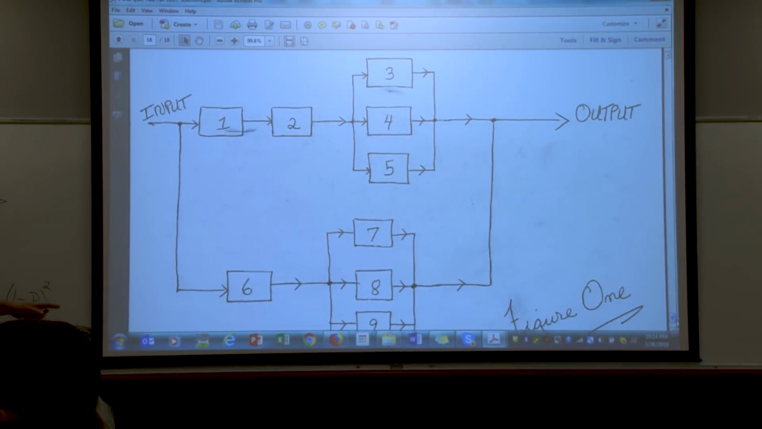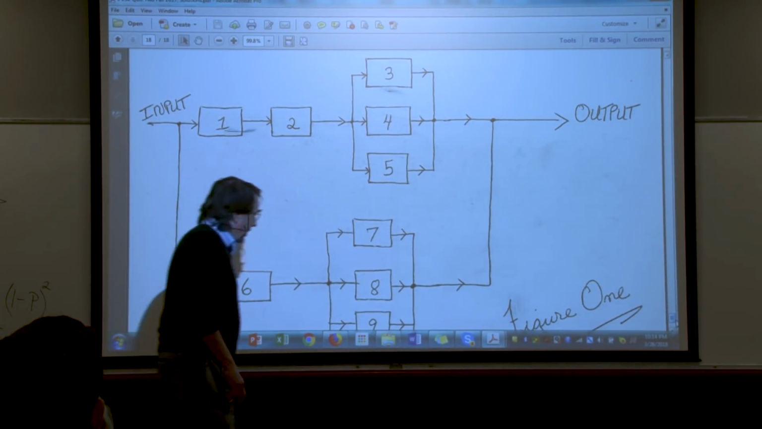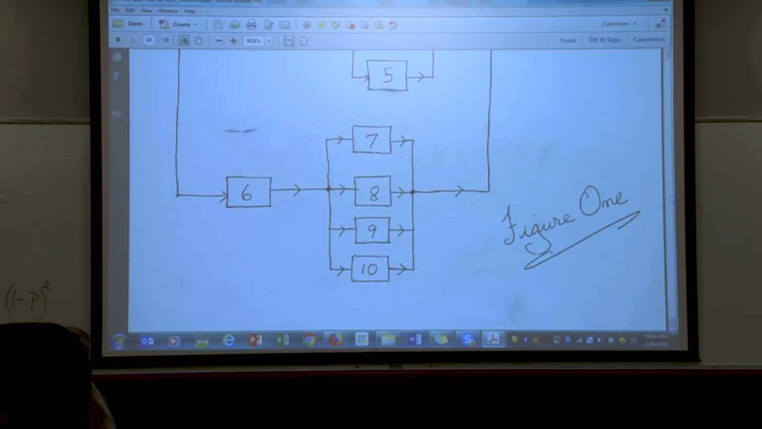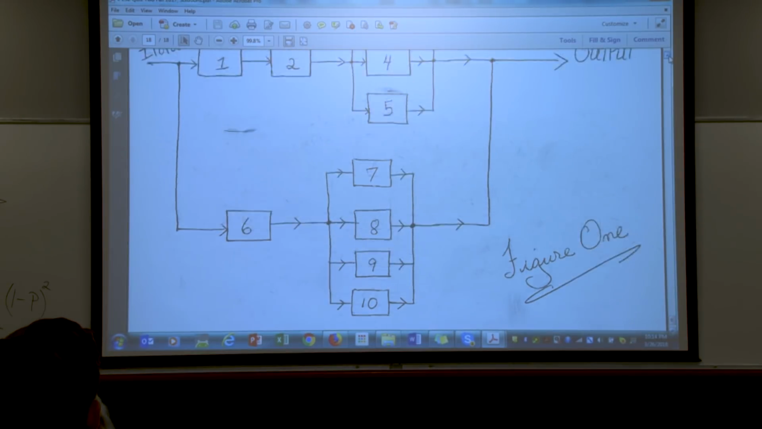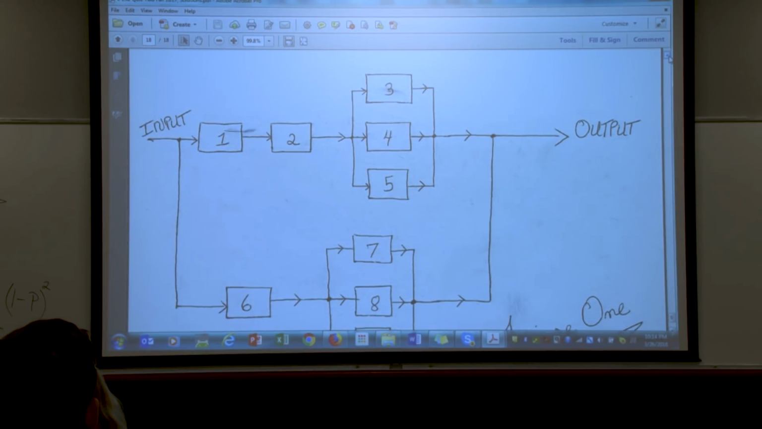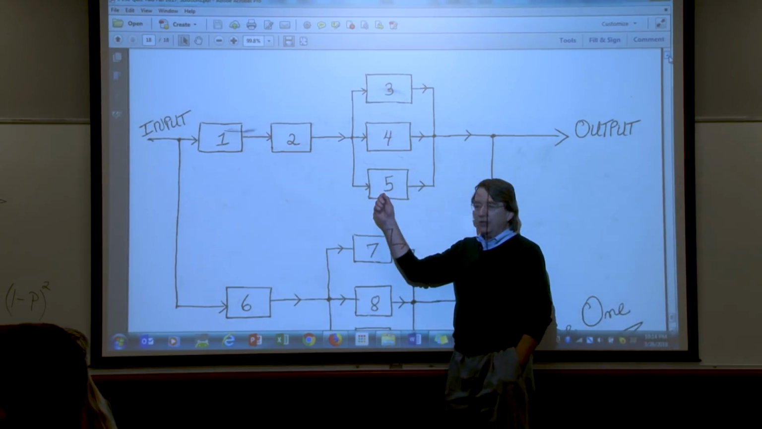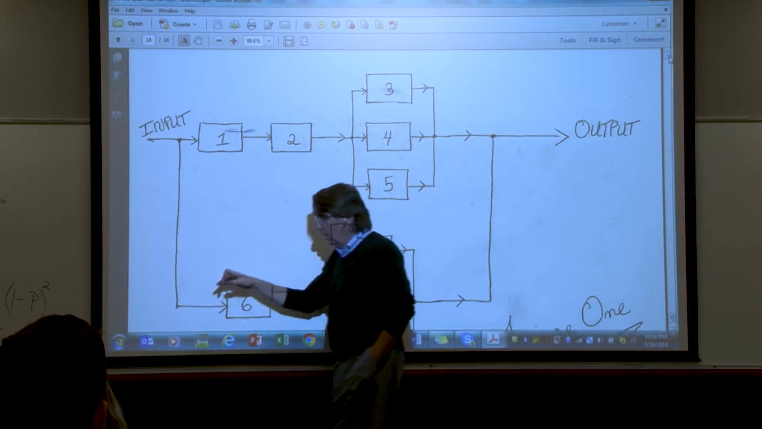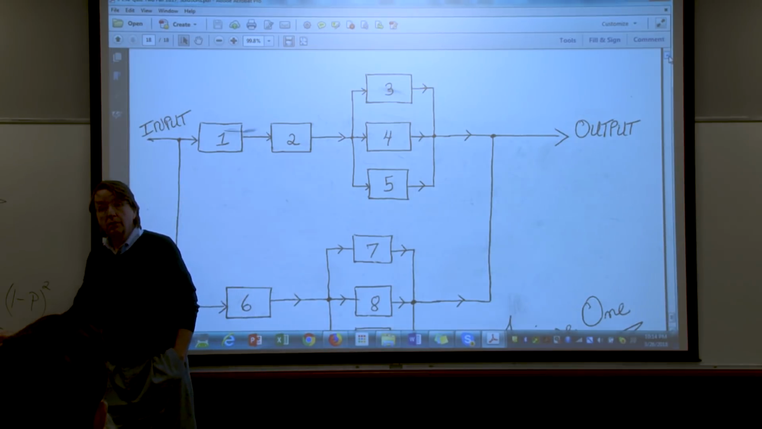All right. I'll draw the 1 on the bottom in a moment. 6, then 7, 8, 9, 10. Okay. I don't think it's that bad. Okay. What's the probability of this working? 1 minus the quantity 1 minus p cubed, right?